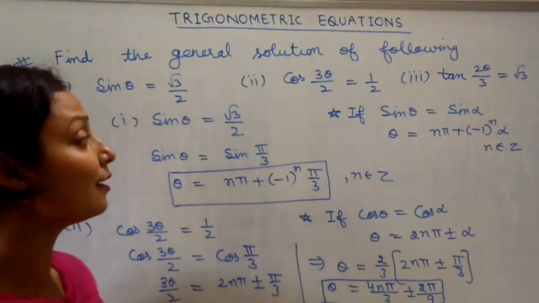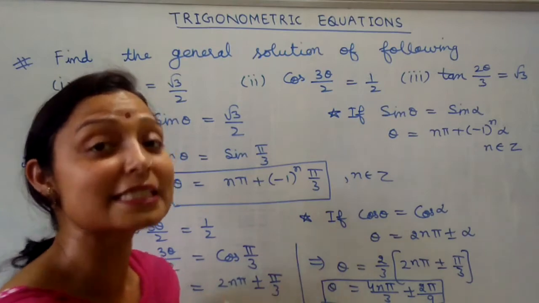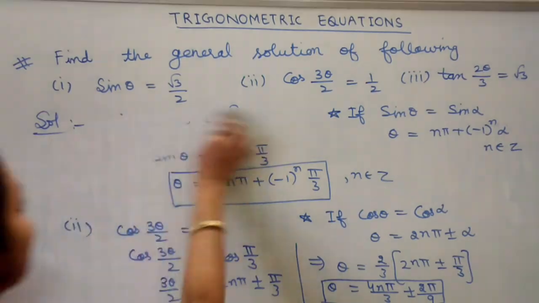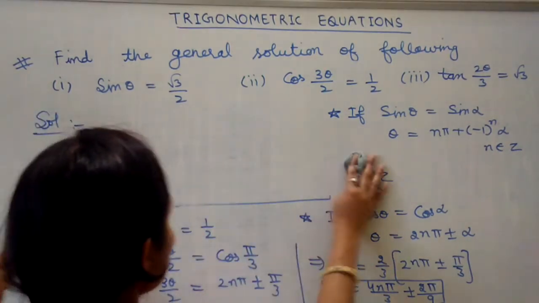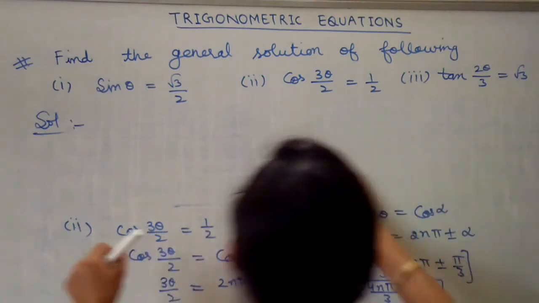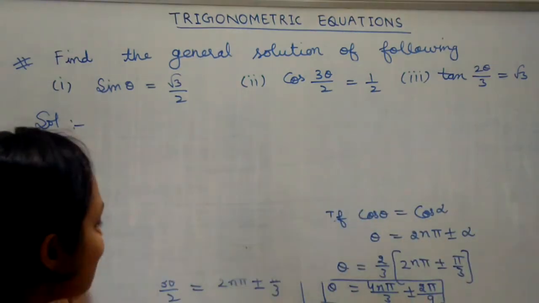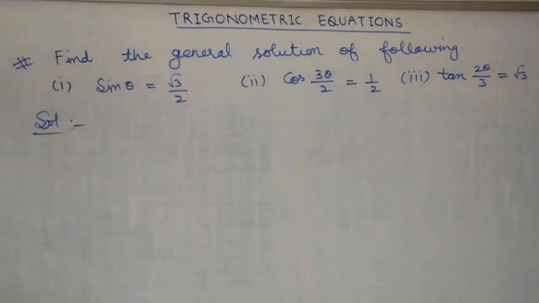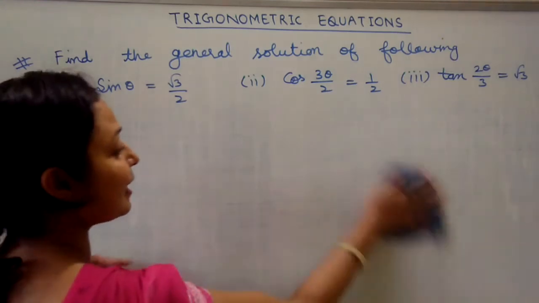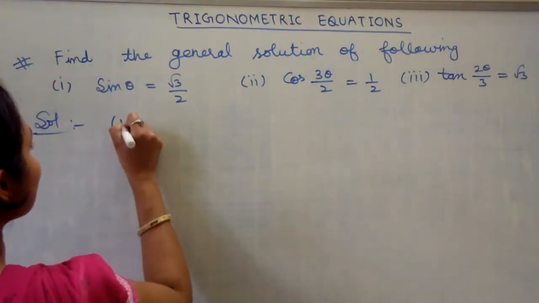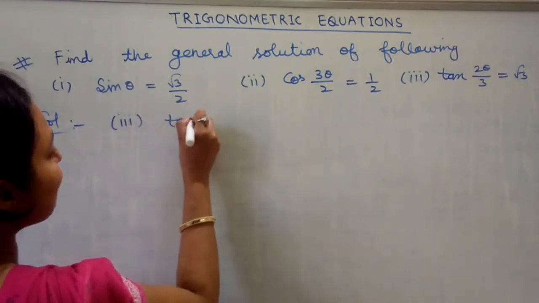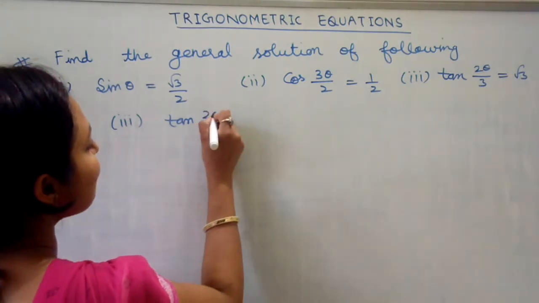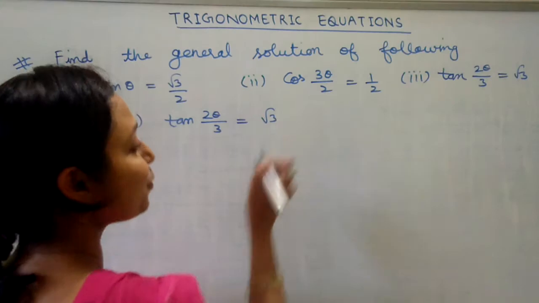Now come to the third part, that is totally based on tan θ, and this is the last formula which I have written in the previous page. How we can solve this question? Very easy, totally depends on the formula. What formula we have to use? That is the last one, on the basis of tan θ, that is tan 2θ upon 3 is equal to root 3.